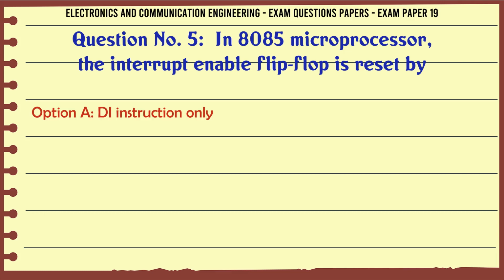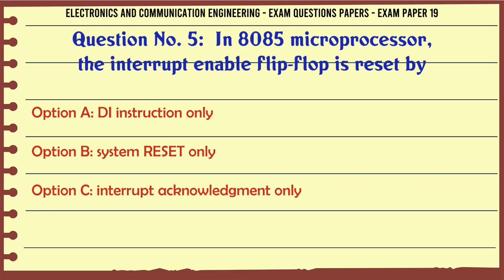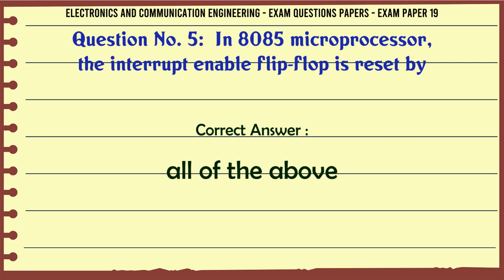In 8085 microprocessor, the interrupt-enable flip-flop is reset by A. DI instruction only. B. System reset only. C. Interrupt acknowledgement only. D. All of the above. The correct answer is all of the above.